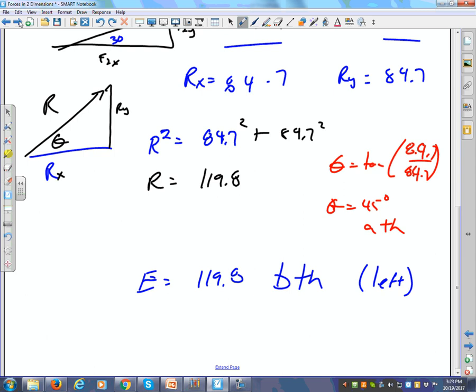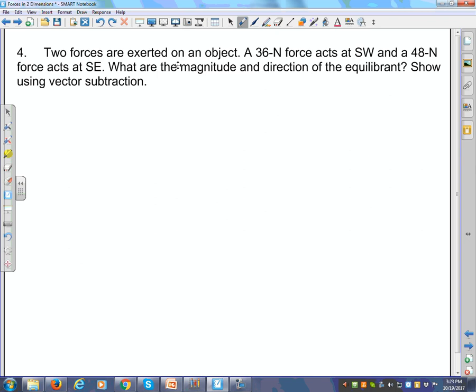Okay, I would like you to try number 4. This one says show using vector subtraction. I will come back to this on Monday. Try this for Monday. That's your homework. Try number 4 for Monday.